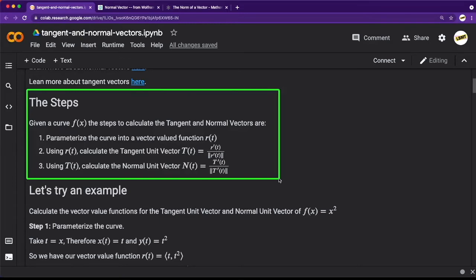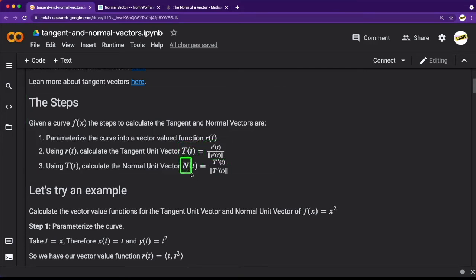So if we get to step 2, we've got our vector valued function r of t, that is that parameterized representation of the original function, and we calculate the tangent unit vector of that by taking the derivative of r of t as the numerator, and then the norm of the derivative of r of t as the denominator, and that's going to give us the tangent unit vector. And then when we want to calculate the normal vector, we take the derivative of this tangent vector, and we put that in the numerator, and in the denominator, we take the norm of the derivative of that tangent vector.